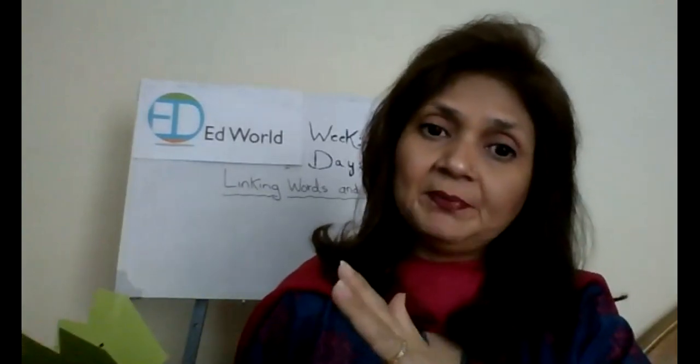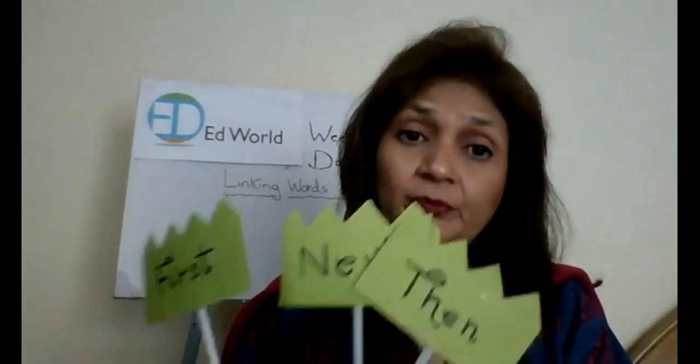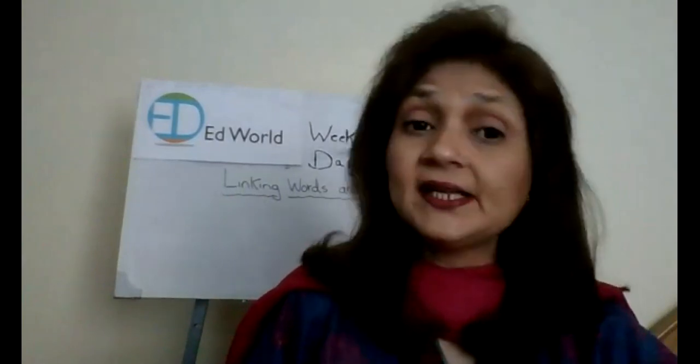In the same way, when you are writing or reading a story, it helps you to link the sentences in the story. Like first this thing happened in the story, then this thing happened, next this thing happened, and finally this thing happened. So these linking words help you to link the sentences in the story and put the story in order, in sequence, how things happen in the story, as well as how you have to follow the recipe.